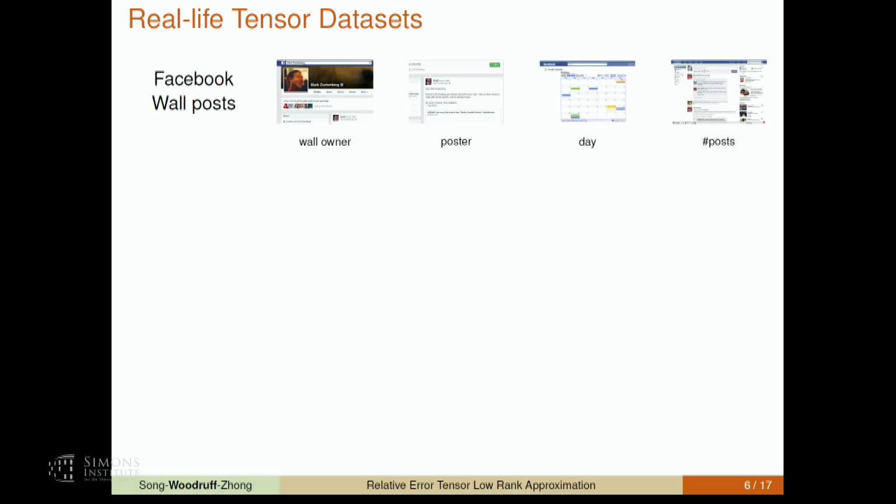I don't really think I need to motivate tensors to you guys, but there are tensor data sets everywhere. For instance, everywhere you have a three-dimensional array, maybe Facebook wall posts. You have some wall owner. You have someone who's posting on this wall. You have some time of day. And the corresponding entry in the tensor is the number of posts made.